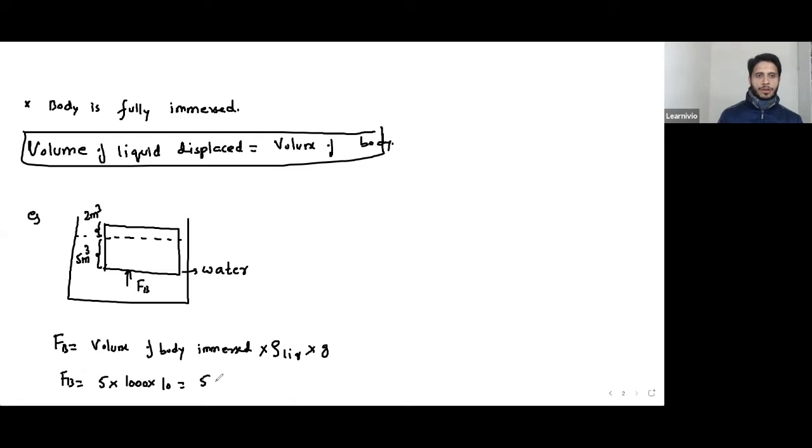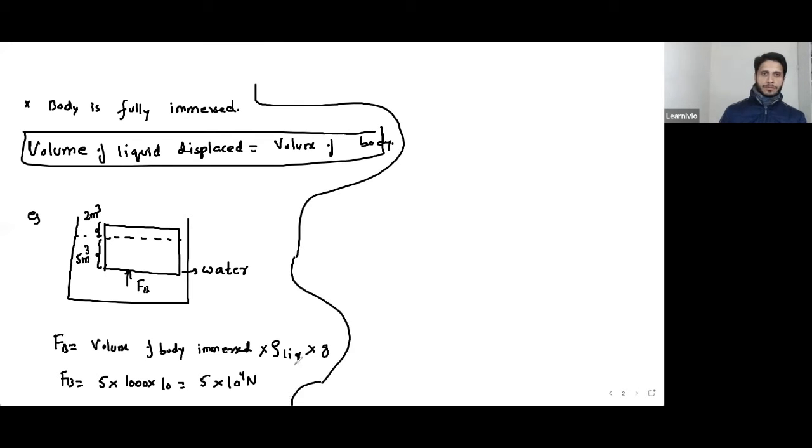So that comes out to be 5 into 10 raised to the power 4 Newton. This is exactly the buoyant force acting on the body, 5 into 10 raised to the power 4 Newton. So this much buoyant force is acting on the body, and this is trying to push this body in the upwards direction. Okay, next.